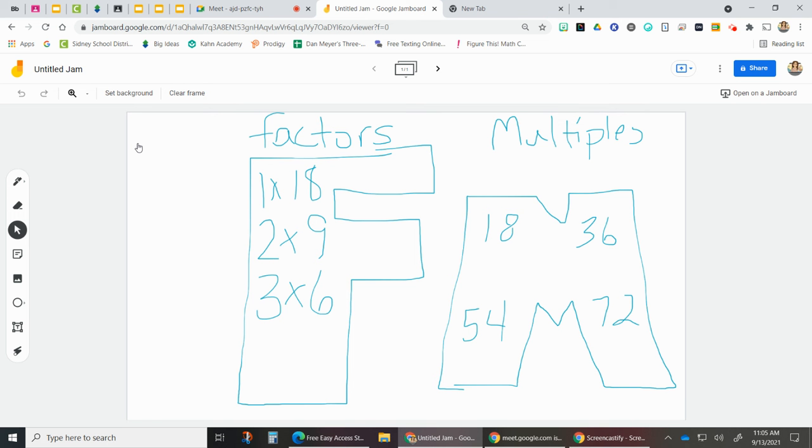Yes. So I know you probably already said this, but is the difference just that they're... I don't get what the difference is. Factors are the numbers that build.